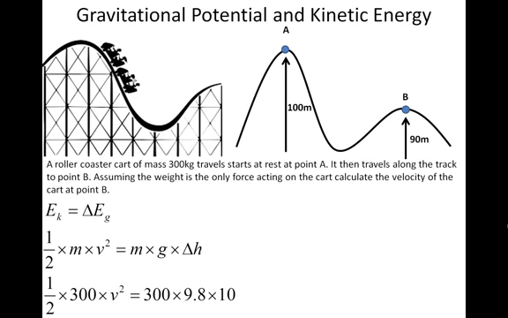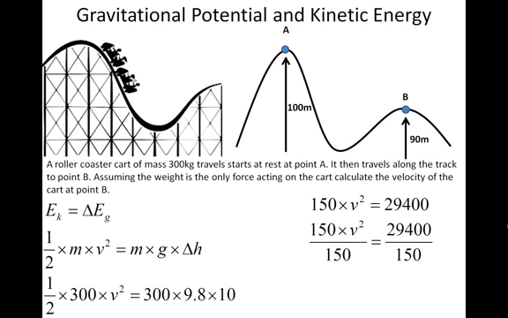You'll notice v squared is the only variable left. So once we've done that, we have 150 v squared is equal to 29,400. Now that we have v squared next to 150, we need to get rid of the 150, so we divide both sides by 150. That gives us that v squared is equal to 196. And if you know your square numbers, you'll know that v, the square root of 196, is 14 meters per second.